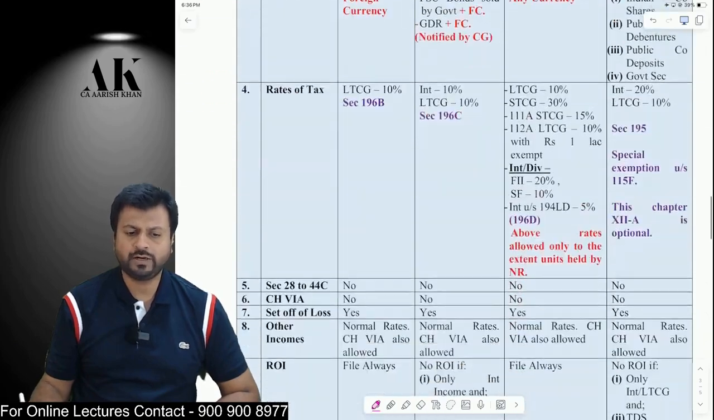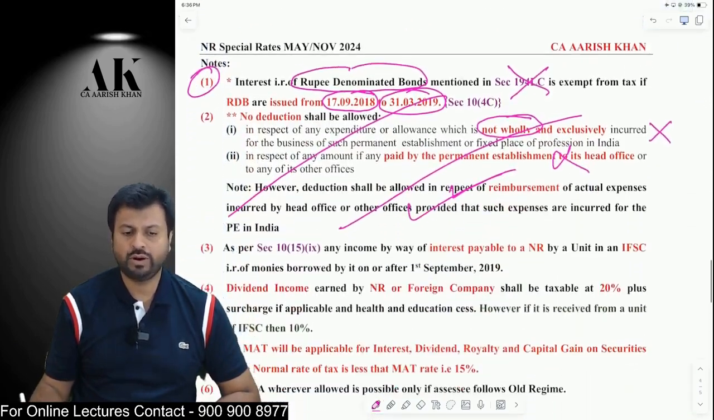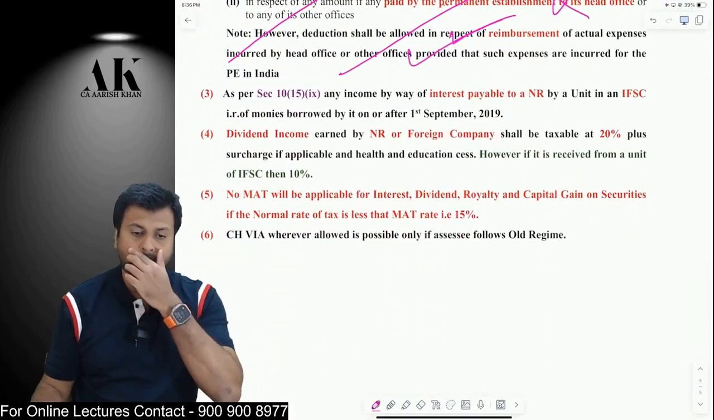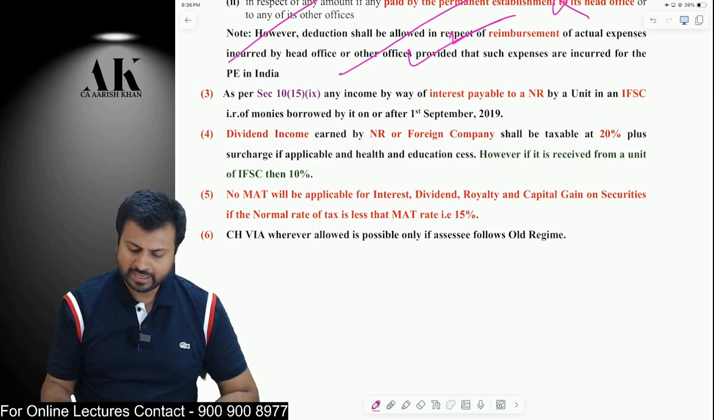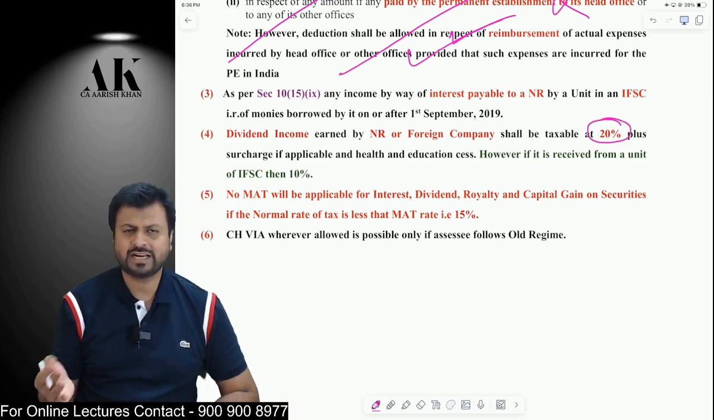Now, a few important points that I would like to further say over here before I go ahead. Sir, what about dividend incomes? Now remember, dividend incomes are also taxable under 115A only. If a non-resident or foreign company is earning some dividend, it is taxable at 20%, plus surcharge if applicable and cess.